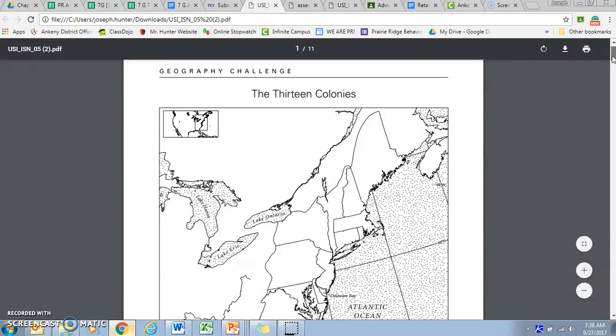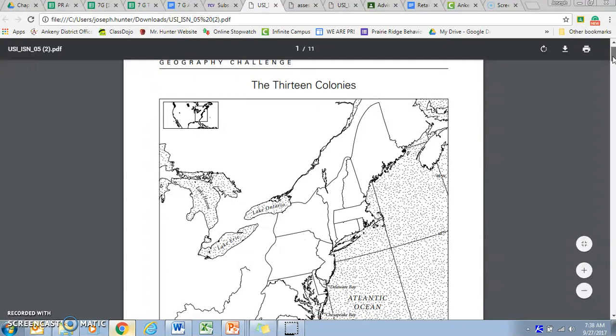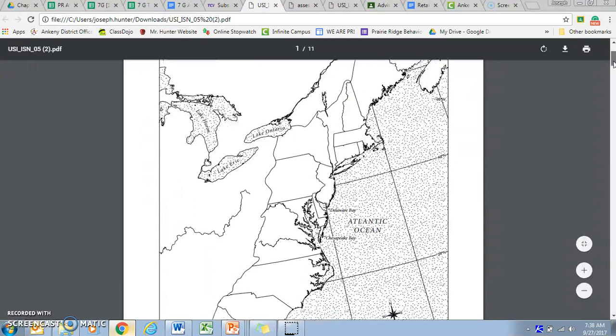Alright, so just like the first geography challenge, our goal today and our learning target is that we can use geography clues to make conclusions about the American Revolution. During this unit, we are going to learn about American independence, how it all built up, and what were the results of our revolution. Okay?